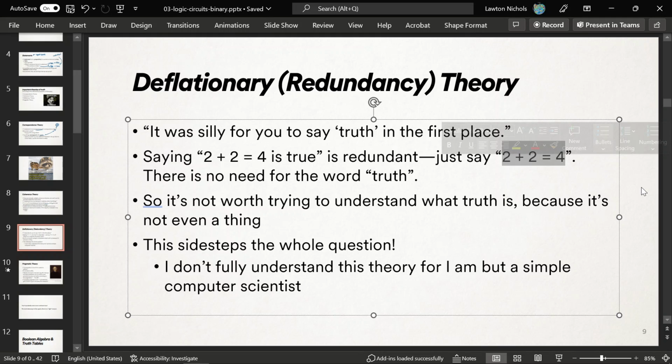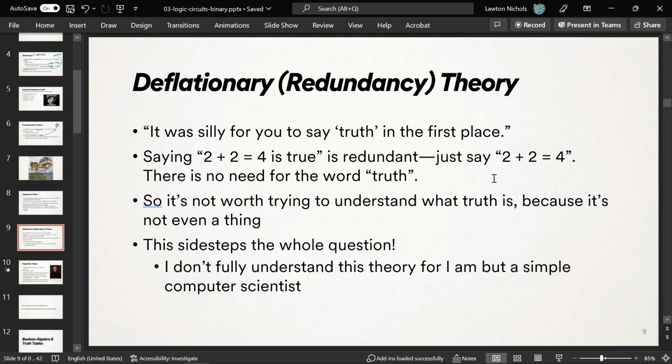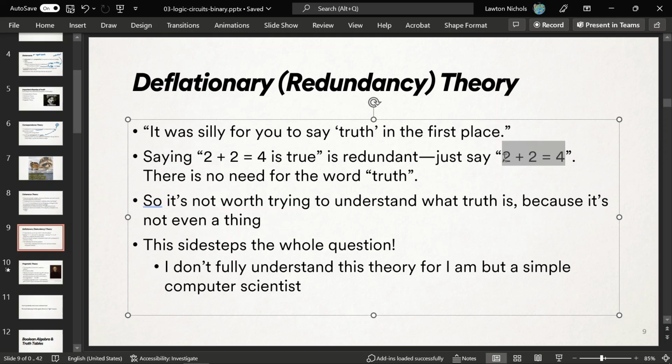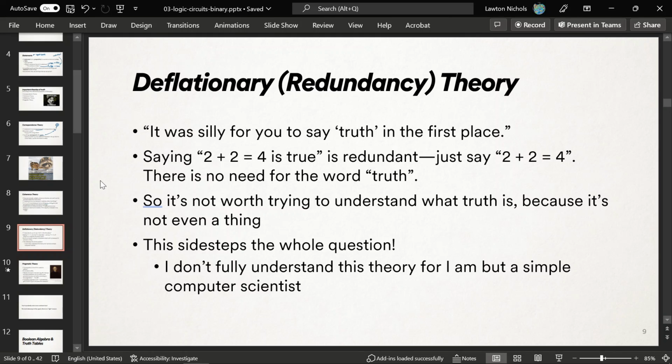We don't need to define truth because there's no need. We don't gain anything by having an extra term lying around. Just say equals. Something like that. Okay? It's not even worth trying to understand what truth is. They would prefer to not have this lecture right now. Okay? So, yeah, this kind of goes around the whole idea of what truth is.